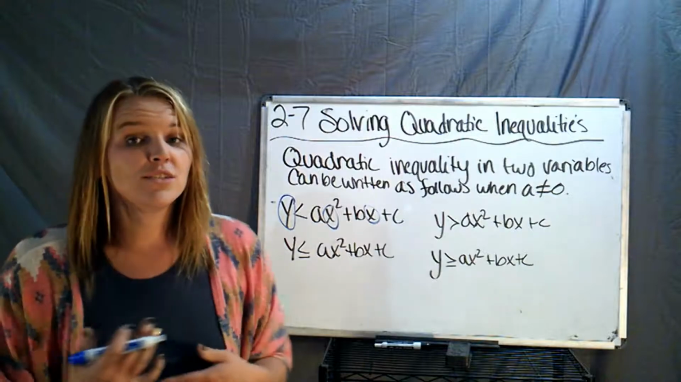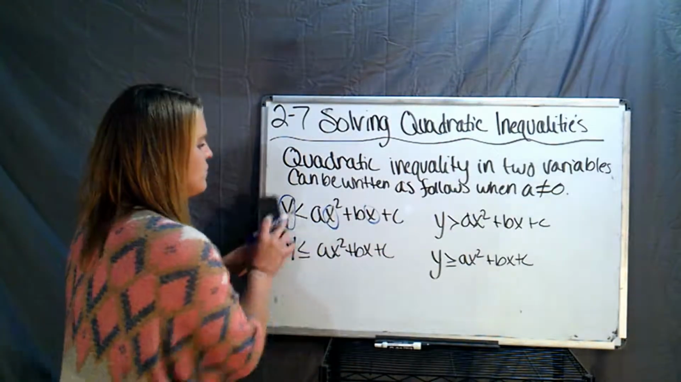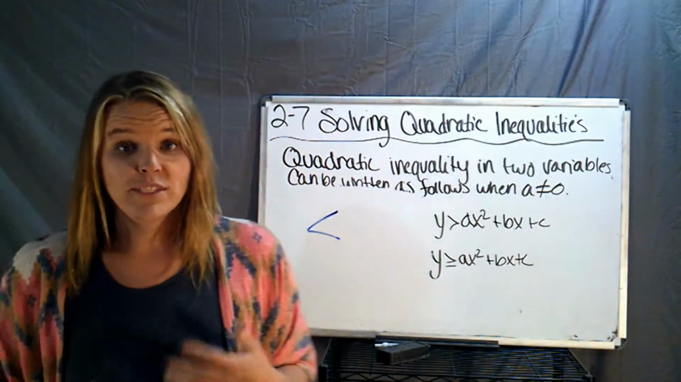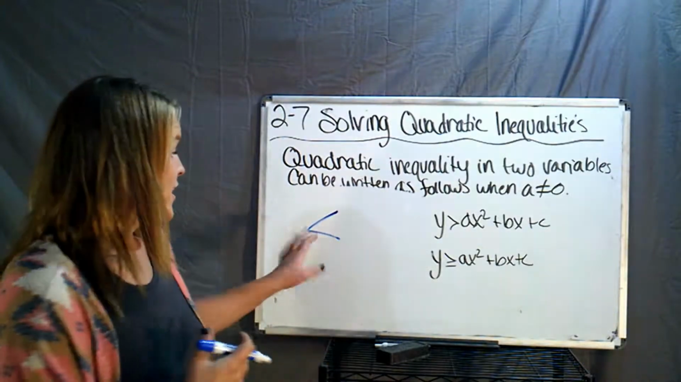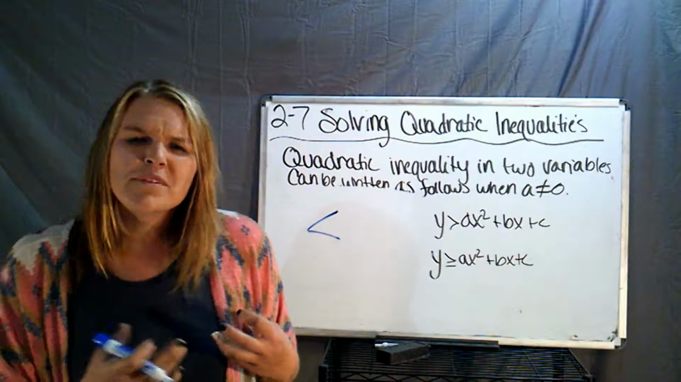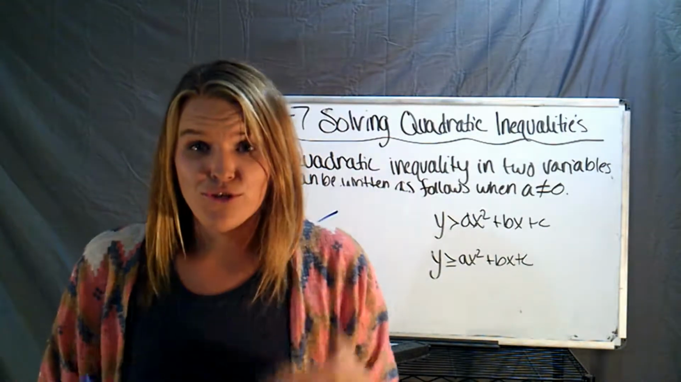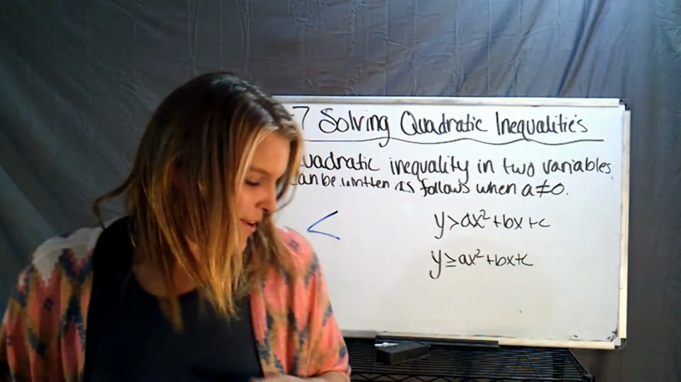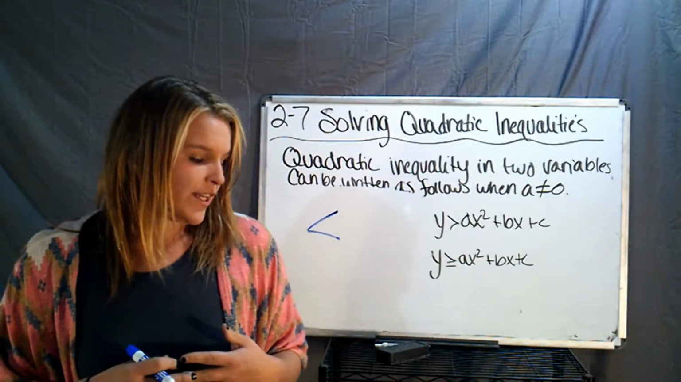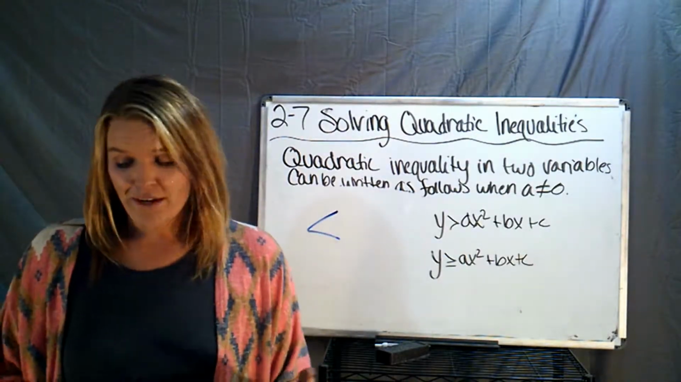And I want you guys to be fluent in saying, oh, that is a less than sign. I don't want any "it opens to the right" or an alligator or whatever, none of that. I want you guys to know what these symbols say. All right. So we're going to write down our steps to solving our quadratic inequalities, and then we'll work through some so you know what I'm talking about.